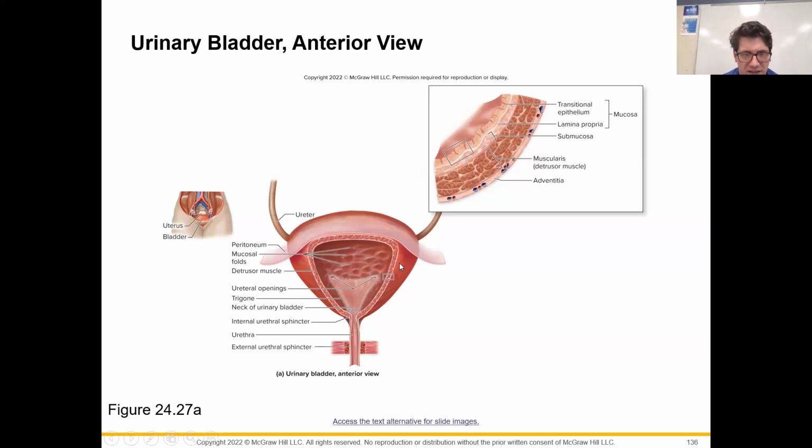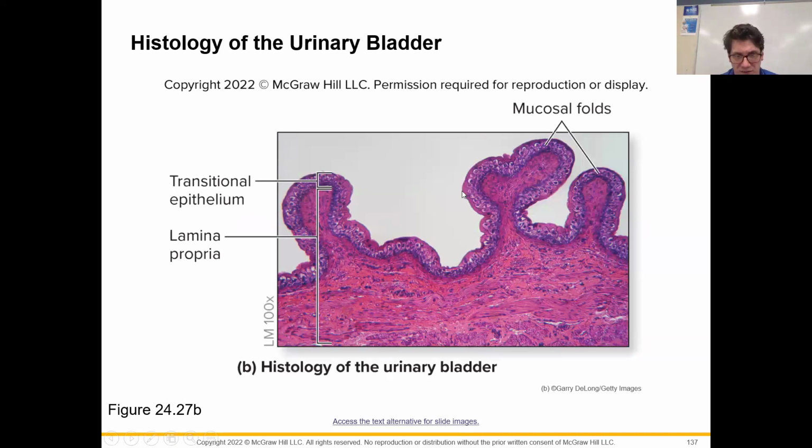Now, to help the urinary bladder do its expanding, we also have these folds of the mucosa on the lining. We have these mucosal folds inside the bladder so that it can distend. And the mucosa of the urinary bladder, once again, is composed of the lamina propria and transitional epithelia. Remember, that transitional epithelia can be stretched, so as the bladder expands, the epithelial tissue is still able to act as a good barrier.